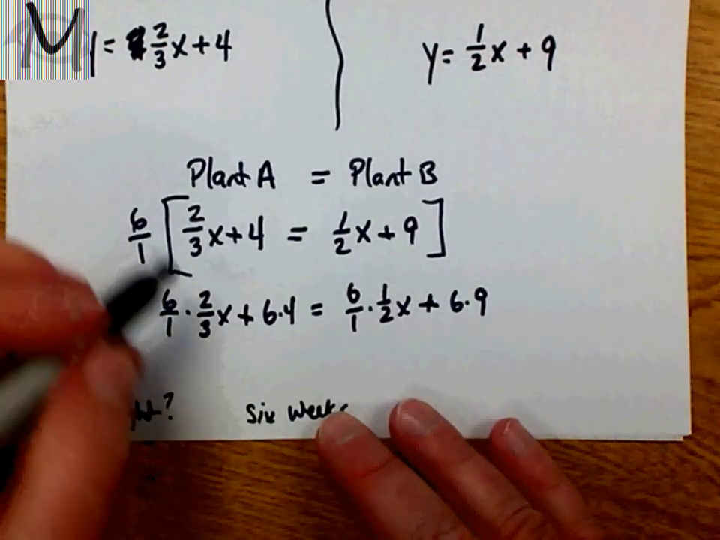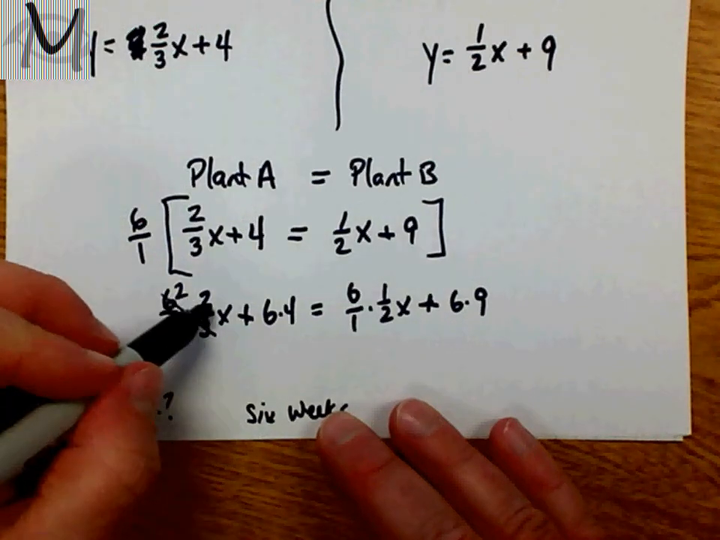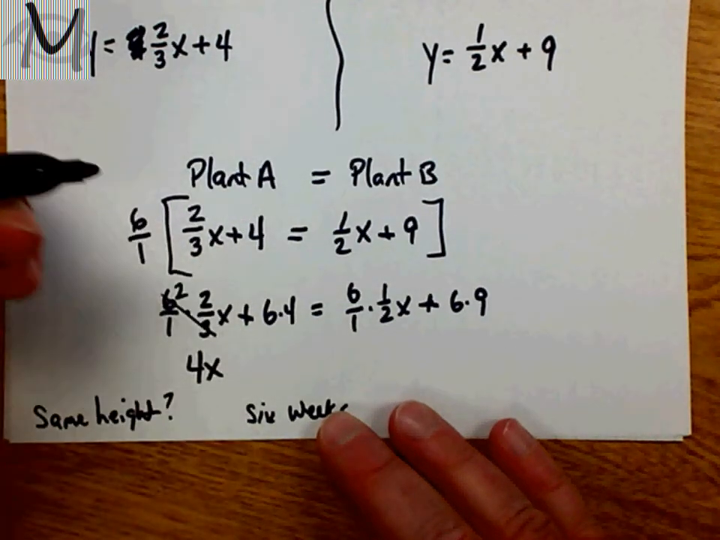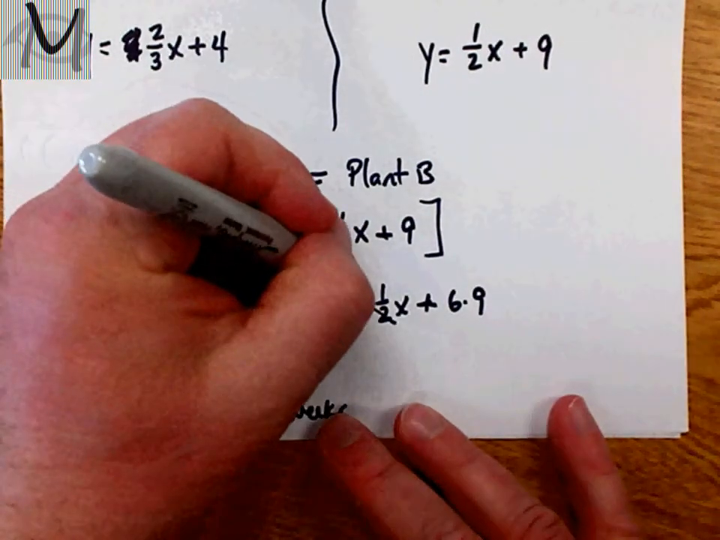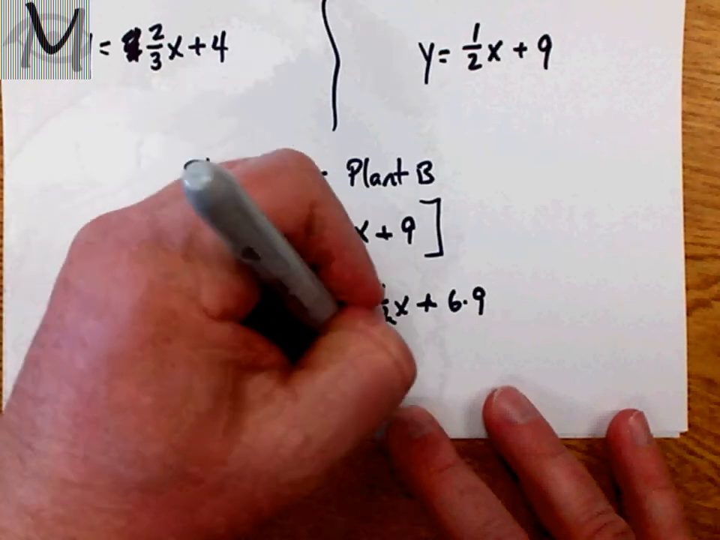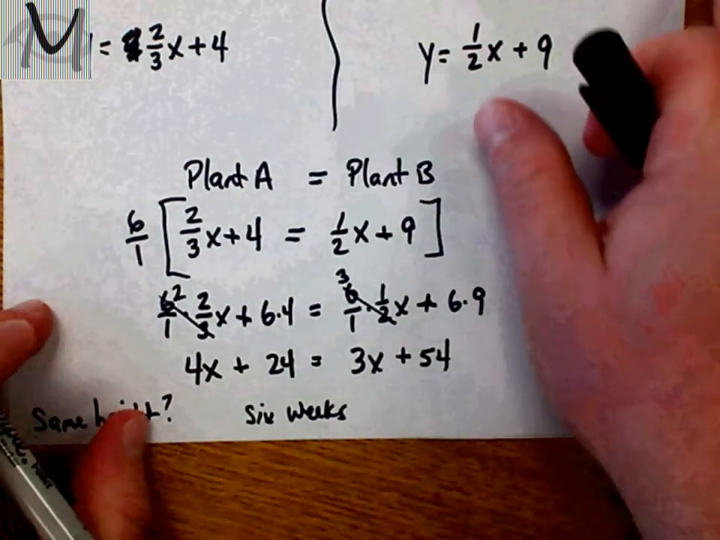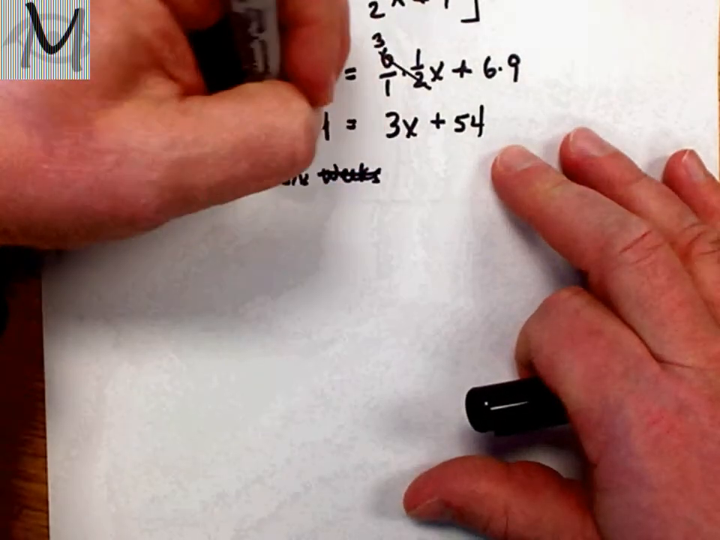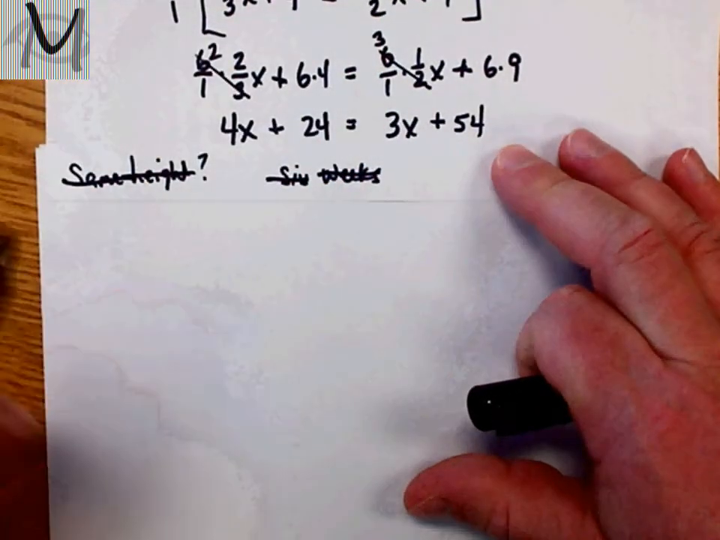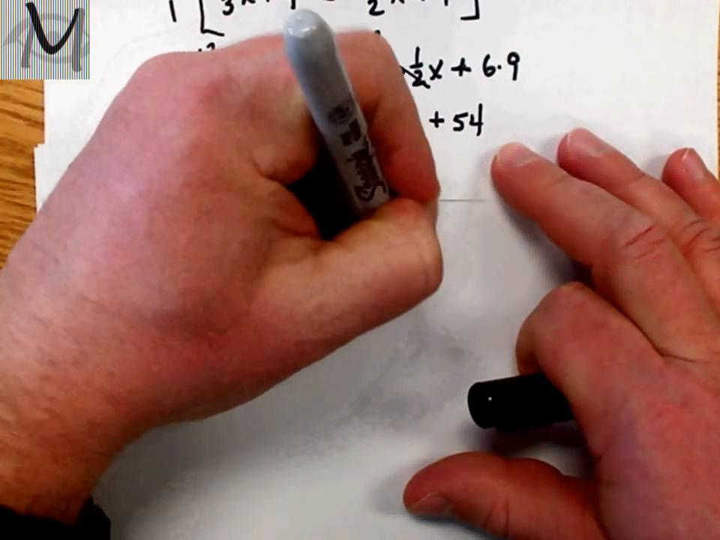So I'm going to simplify. 6 divided by 3 is 2. So 2 groups of 2x is 4x plus 24 equals 6 divided by 2 is 3. So 3 groups of x is 3x plus 54. So I have 4x plus 24 equals 3x plus 54.